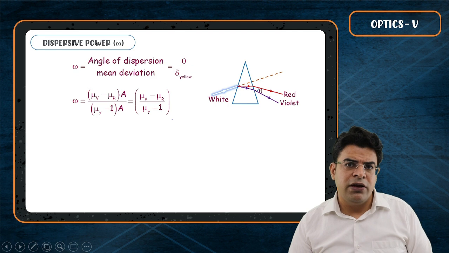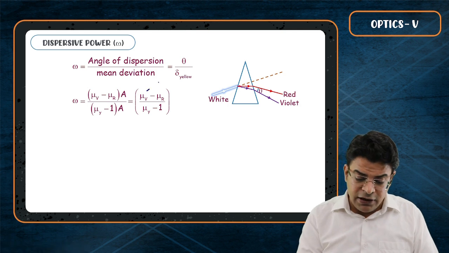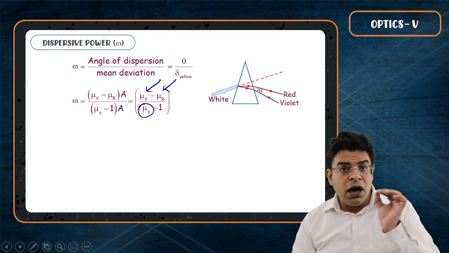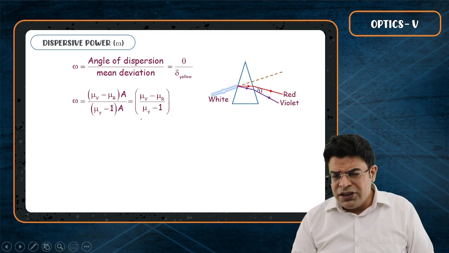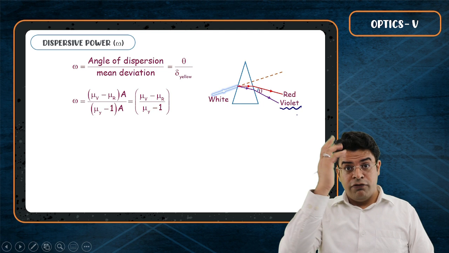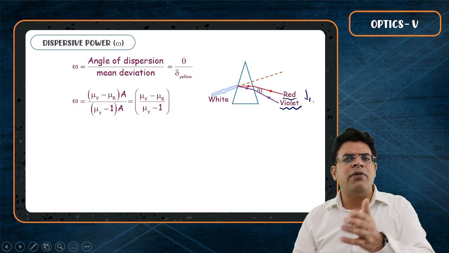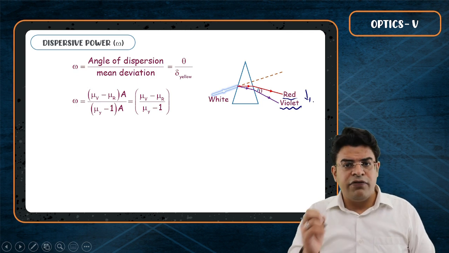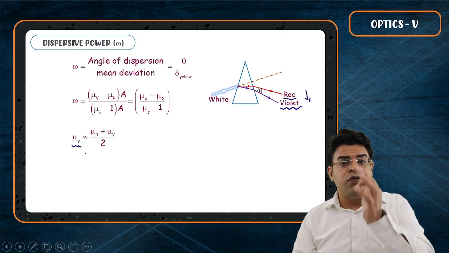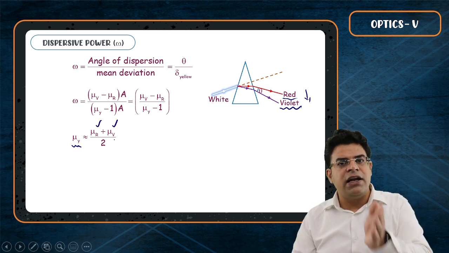But many a time in the question they will ask you to find the dispersive power, and they will only mention the refractive index of violet and red. They won't mention the refractive index of yellow. Then how to solve such a question? Out of the visible light, violet has the highest refractive index, red has the least refractive index. The refractive index of yellow lies somewhere between them, and we take it to be their average. So we can approximate the refractive index of yellow to be the average of the two extreme refractive indices, that of red and violet.